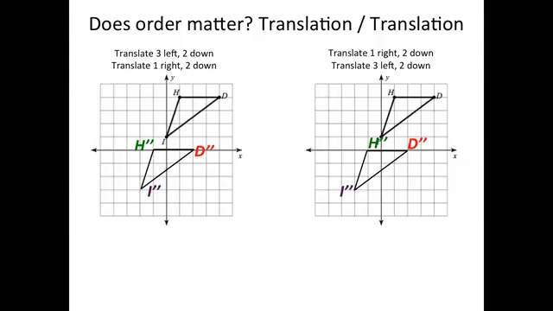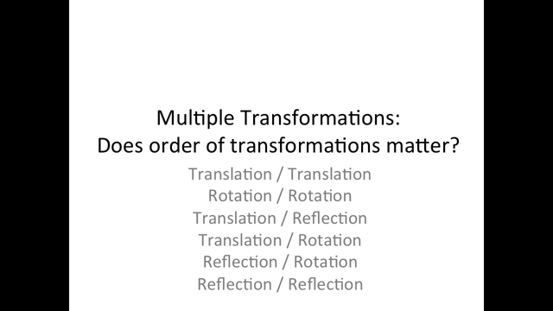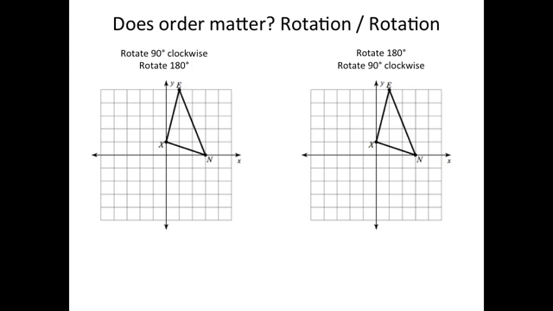If I'm supposed to go 3 left in the first step and 1 right in the second step, then I end up going 2 left. And if I go 1 right and then 3 left, I still end up at 2 left. So translations are additive. Does the order of the transformations matter? The answer is no, it does not for translations. Now let's look at the next one, which is a rotation, 2 different rotations.